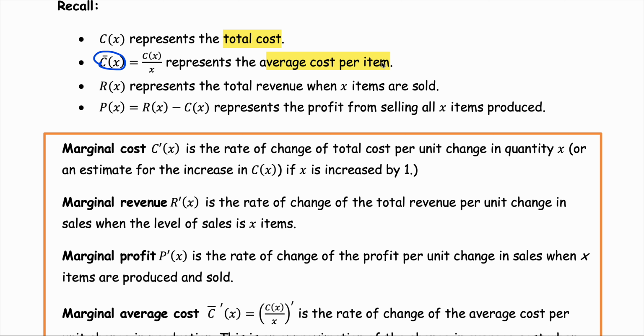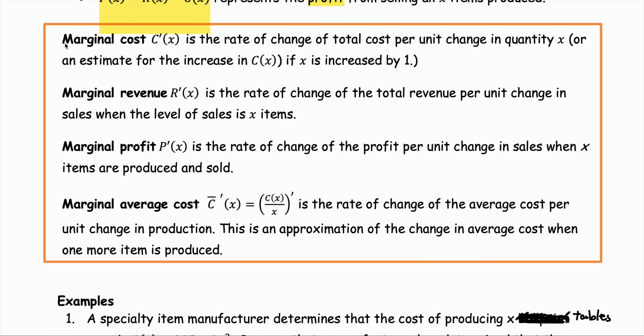average cost per item. The capital R of x represents the total revenue when x items are sold. The capital P of x equals R of x minus C of x, and it represents the profit from selling all x items produced.